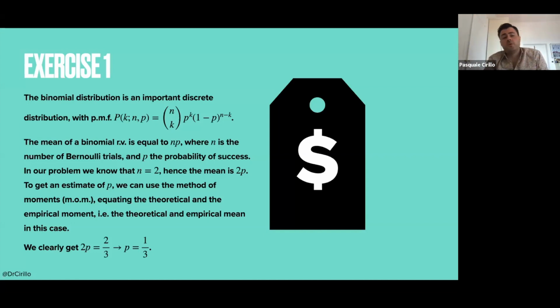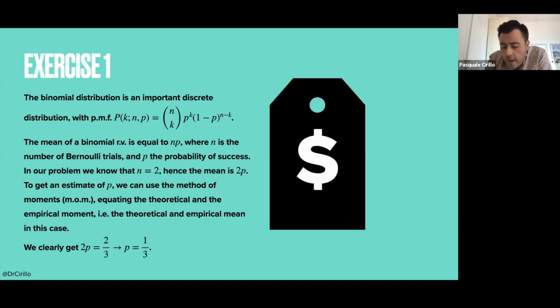Now, if you recall the binomial random variable, you know that the mean is n times p. Now, n is the number of Bernoulli trials and p is the probability of success. The point is that in the text of the problem, n is given. So we know that our binomial is a binomial (2, p). So it means that the mean np becomes just 2 times p.